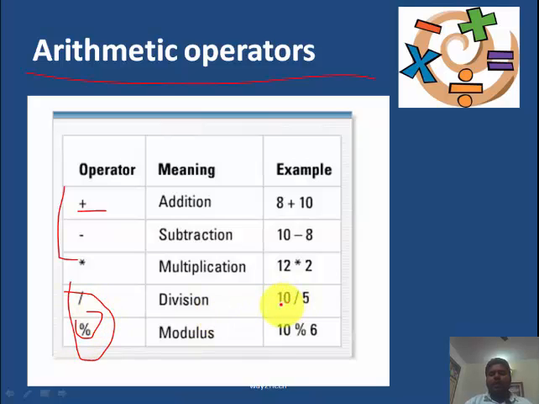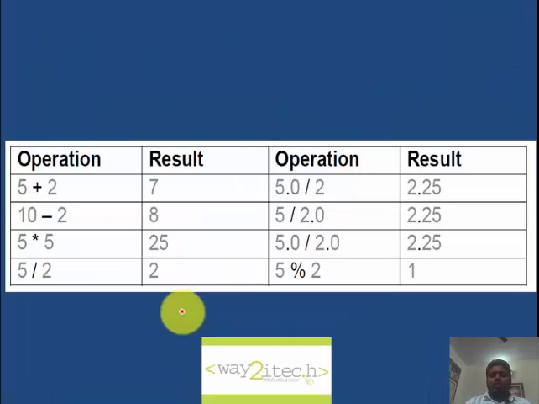So 10 divided by 5 means the quotient will be 2 here, but 10 % 6 means modulus division. What will be the remainder here? 4. In this case we get the quotient, and in this case we get the remainder. This is known as modulus division, and this is known as simple division. So this is a table.